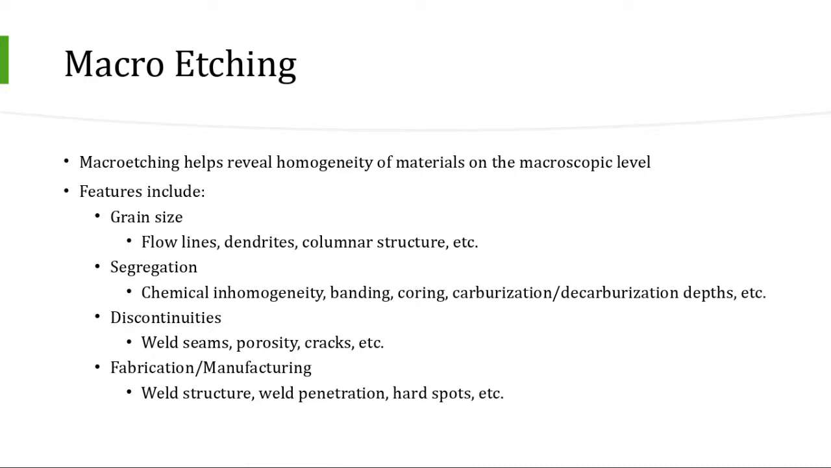So macro etching. This helps reveal any homogeneity within the materials on a macroscopic level. Such features will include grain size in terms of flow lines, dendrites, columnar structure, etc. Segregation, dealing with chemical inhomogeneity, banding, coring. You can even utilize it for determining carburization or decarburization depths within materials.